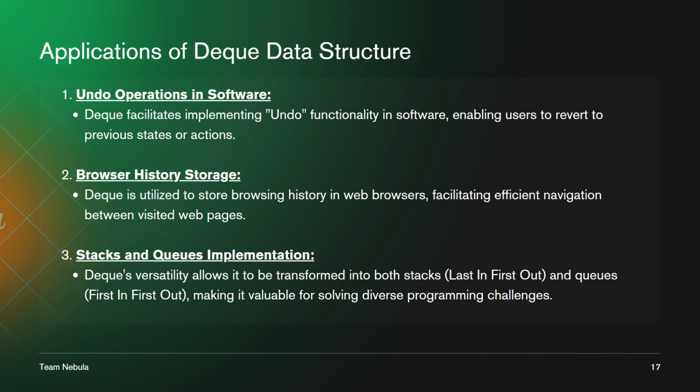Implementing stacks and queues. A dequeue is quite versatile. It can be used to implement both stacks as well as queues. So, by using specific operations, you can transform a dequeue into either a stack, last in first out, or a queue, first in first out, making it a valuable tool in solving various programming problems.